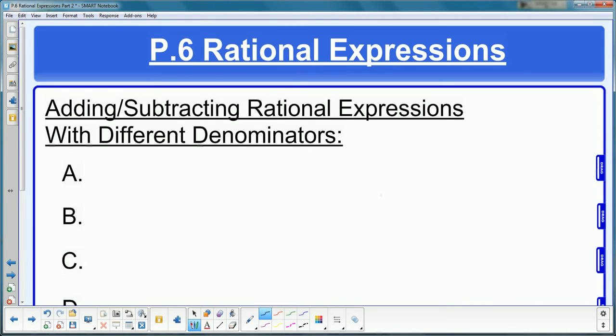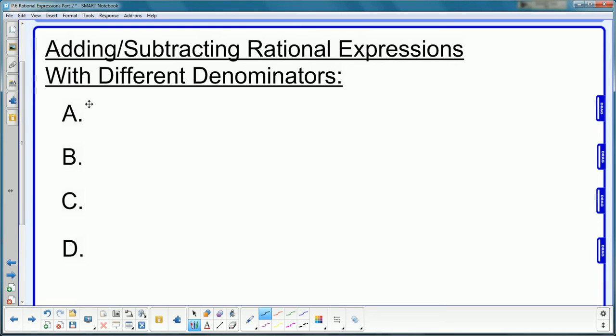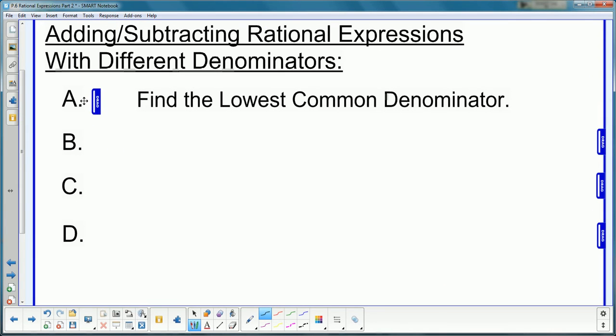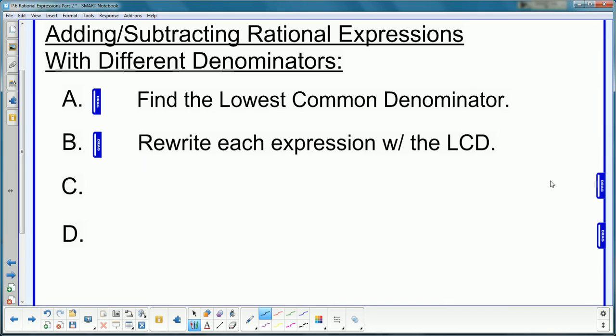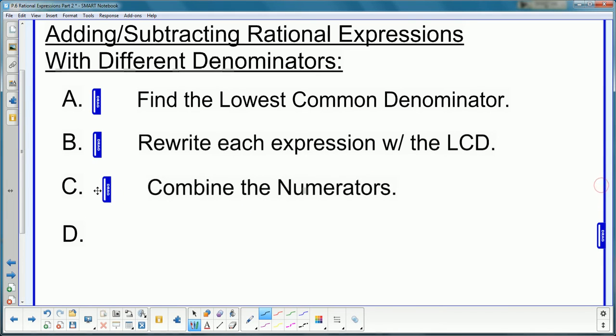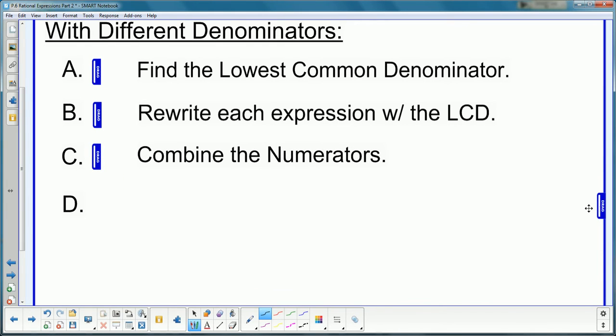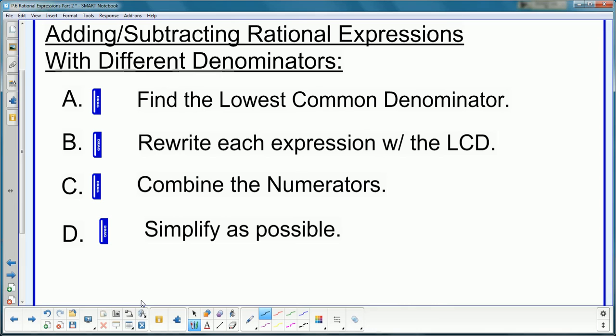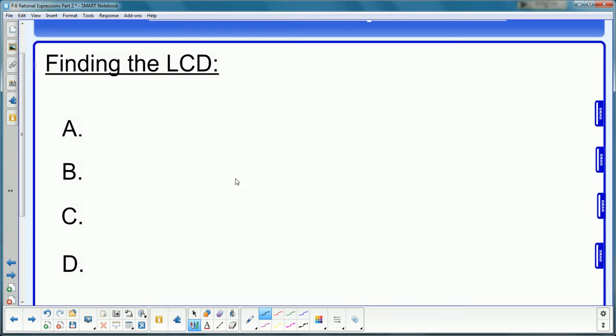Okay, now the little more difficult case is when we have different denominators. Our first step is to find the lowest common denominator, which I'm going to talk about in the next slide. Once we have the lowest common denominator, we can rewrite the expression with the lowest common denominator, combine the numerators over your LCD, and simplify as much as possible. So once we find the LCD, it's just like the last slide. What we need to do first, though, is learn how to find the lowest common denominator.